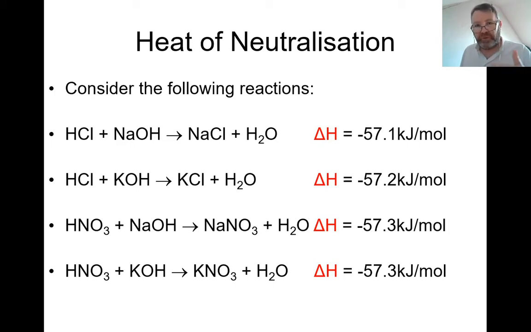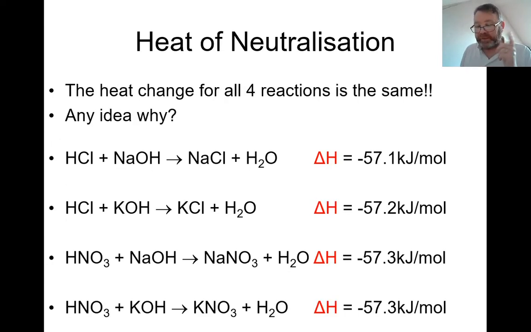These appear to be 4 different reactions: hydrochloric acid with sodium hydroxide, hydrochloric acid with potassium hydroxide, nitric acid with sodium hydroxide, and nitric acid with potassium hydroxide. So let's look a little deeper into these equations and see exactly what's going on. Why are the heat changes for all these reactions almost identical, differing by 0.1 or 0.2 kilojoules per mole as we move down? Why is that the case? Let's look a little bit further.